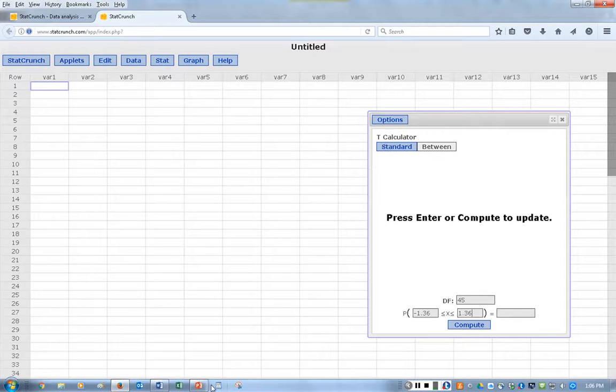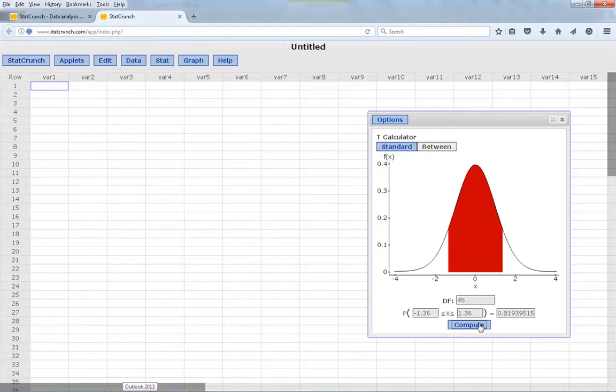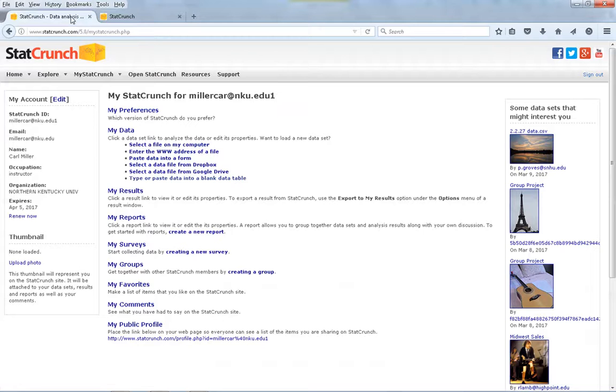But for 45 degrees of freedom, okay, so if we go back, remember 1.36 is my t-score, 45 degrees of freedom, okay, then click compute. What's in red is this part. Okay, so what is in white is what I really want. So I take all the area, which is 1, minus what's in red. So 1 minus this would be about 0.8194. So 1 minus that would be 0.1806. So 0.1806 is the actual, more accurate probability.